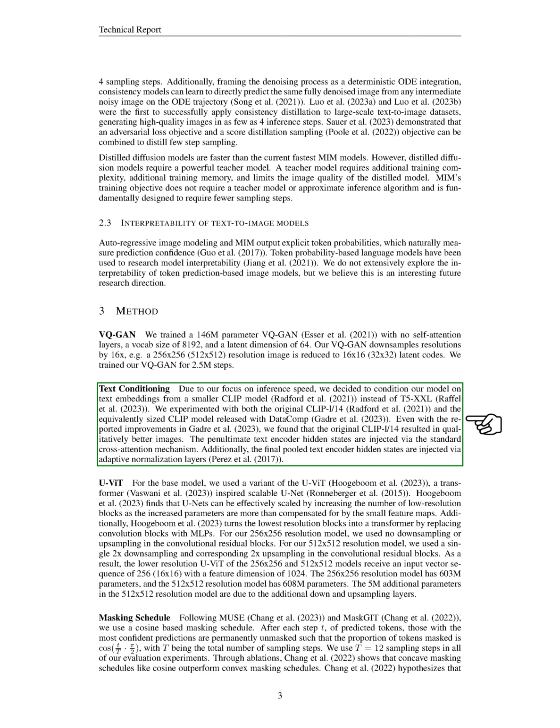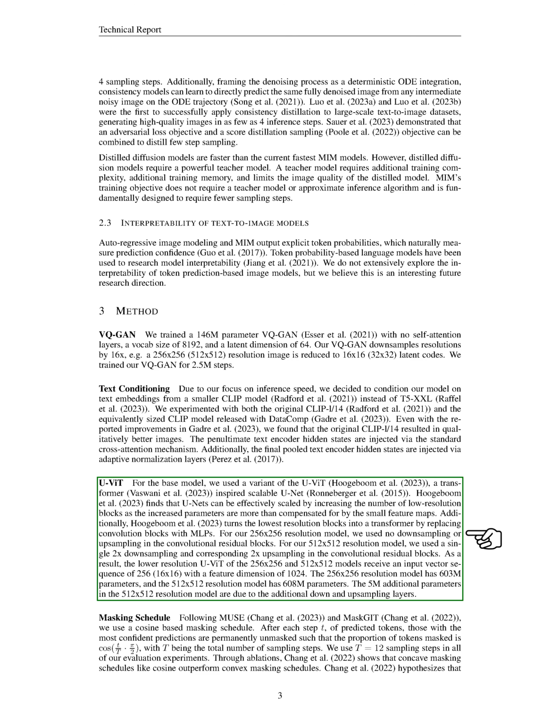We decided to condition our model on text embeddings from a smaller CLIP model, rather than the larger T5-XXL model, to speed up inference. We experimented with two versions of the CLIP model and found that the original CLIP L14 produced better quality images. We used the standard cross-attention mechanism to inject the penultimate text encoder hidden states, and adaptive normalization layers to inject the final pooled text encoder hidden states.